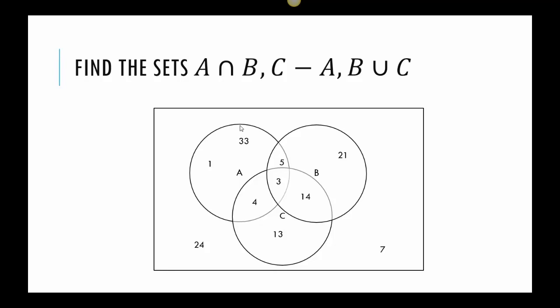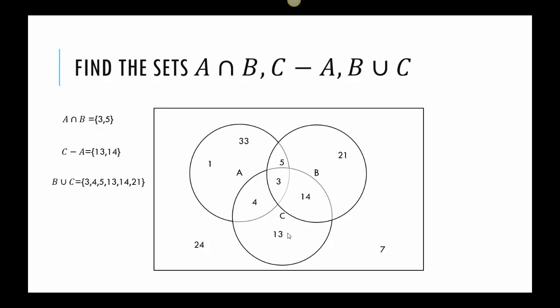So let's start with A intersect B. So A intersect B is right here. It's where both A and B overlap. Notice I'm not talking about C, so I ignore it. I just look at what A and B have in common, and they have in common 3 and 5. So there's my set. If I do C minus A, I want to look at the set C and think A disappears, so these two elements, 3 and 4, are going to go away, which leaves me with 13 and 14.